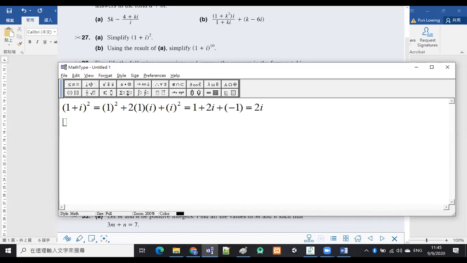And then for part B, we need to simplify (1 plus i) to the power 10. (1 plus i) to the power 10 is actually equal to (1 plus i) to the power 2, and then to the power 5. Do you know this? Because of the laws of indexes.